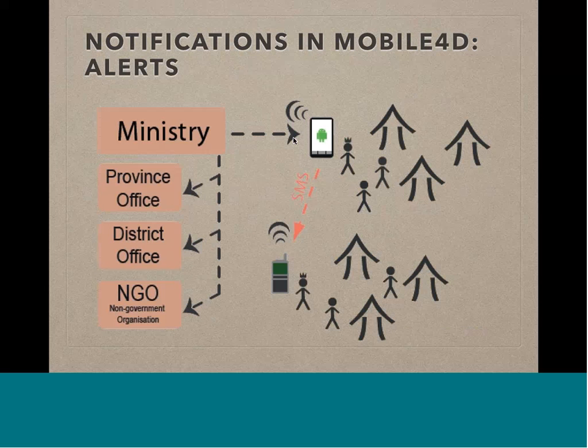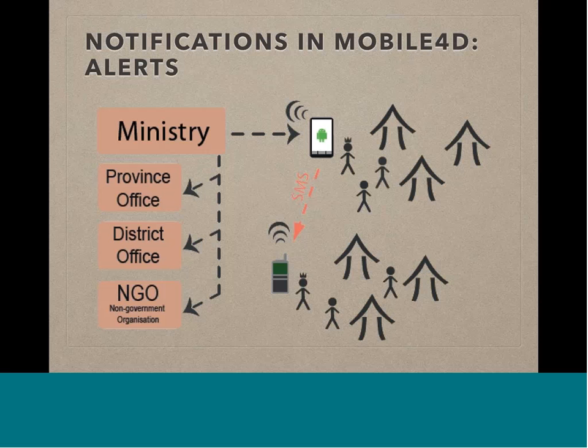This is the top level approach. Imagine you're in a ministry or in the ministry's administrative unit in a province or district office, and you are sending out an official disaster alert. Let's say a storm is coming. This goes through exactly the province office that's in charge, the district office that is in charge. If there are NGOs operating in this area, they will also be notified. And most importantly, the alert goes to the users of the Mobile 4D system at a local level.